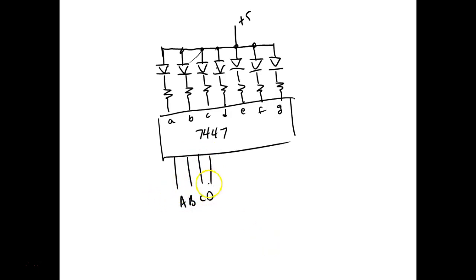So what I'll do is I'll put a binary number in here, and it will automatically output a load to turn on the correct segments for us. And then we have some other pins on here that we can check.